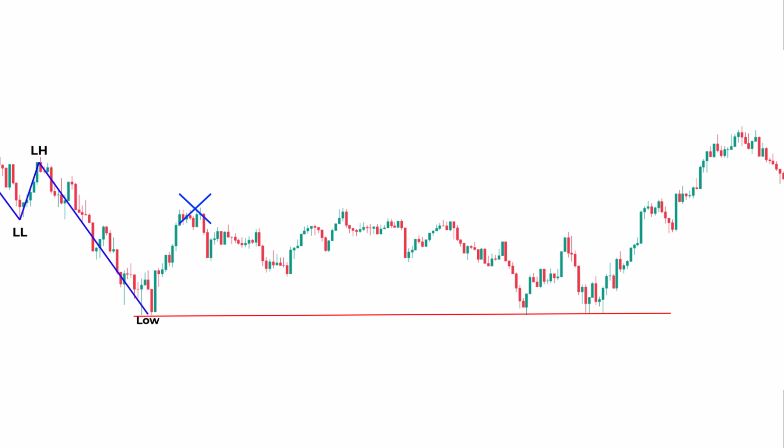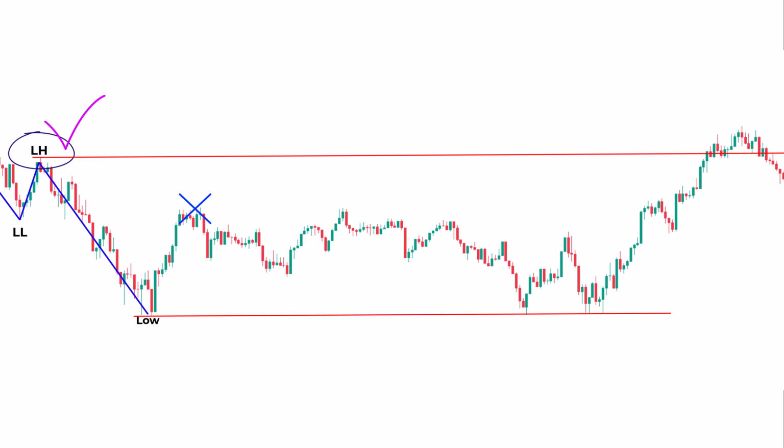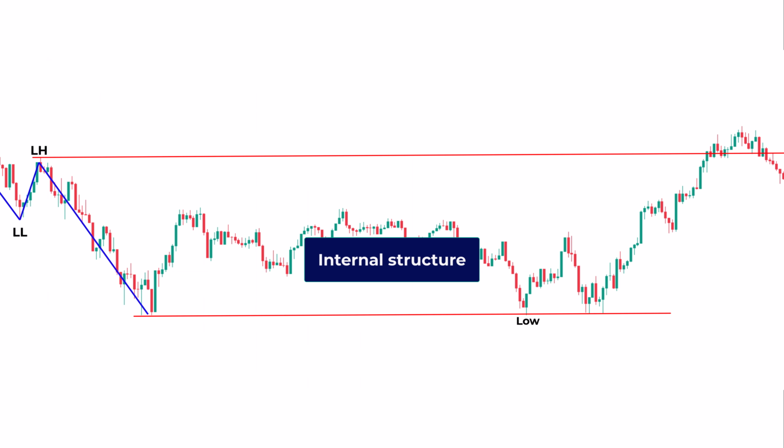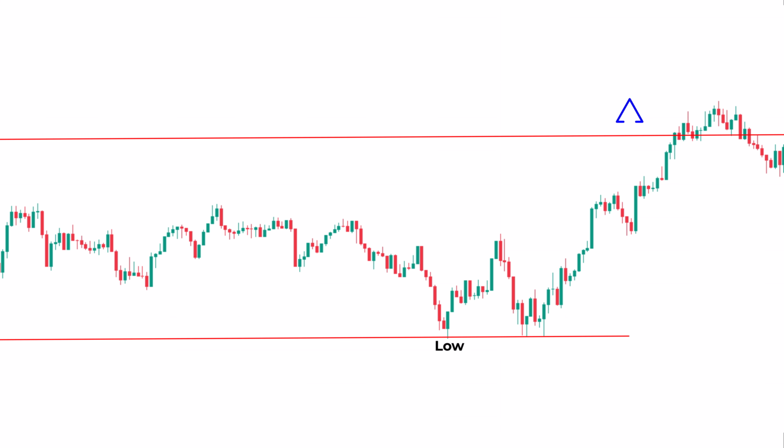As you know, for market reversal and momentum shift, we must look for the last confirmed external lower high. So in this whole bearish wave, this is the only latest confirmed lower high. Now let's draw a horizontal line on this confirmed lower high and this low. Everything happening between these two lines is internal structure. From an external structure point of view, a real momentum shift or change of character will only happen when price breaks this upper horizontal line.